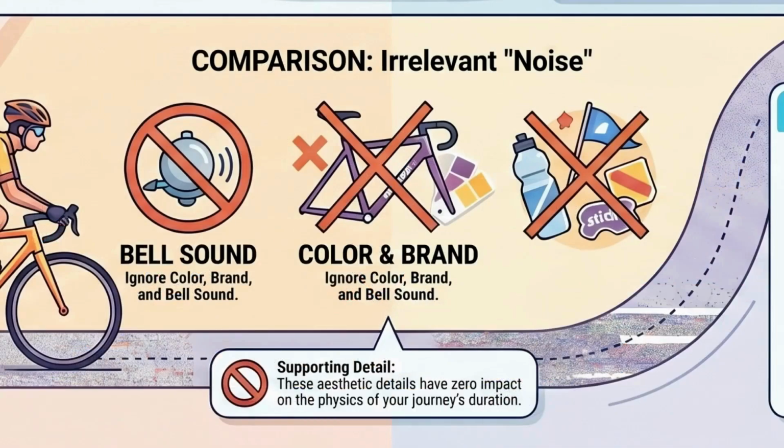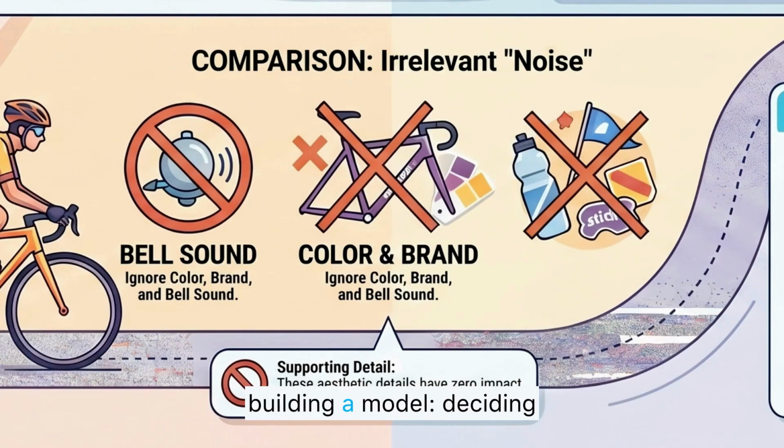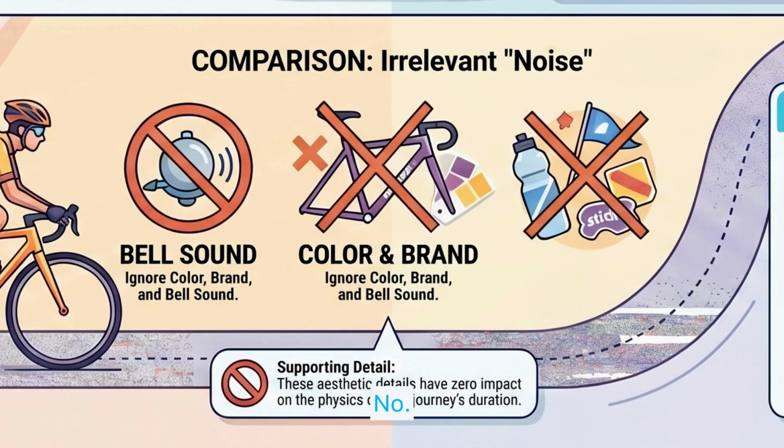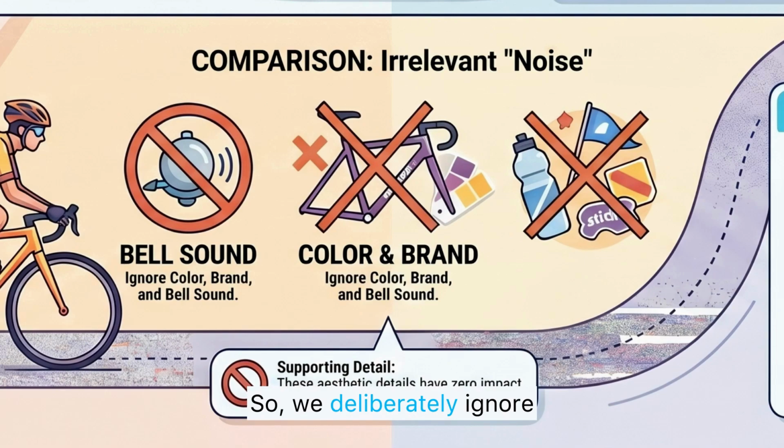But here is the most important part of building a model: deciding what to leave out. Does the color of your bicycle affect your travel time? No. What about the brand of your tires or the sound of your bell? Not at all. So we deliberately ignore them.